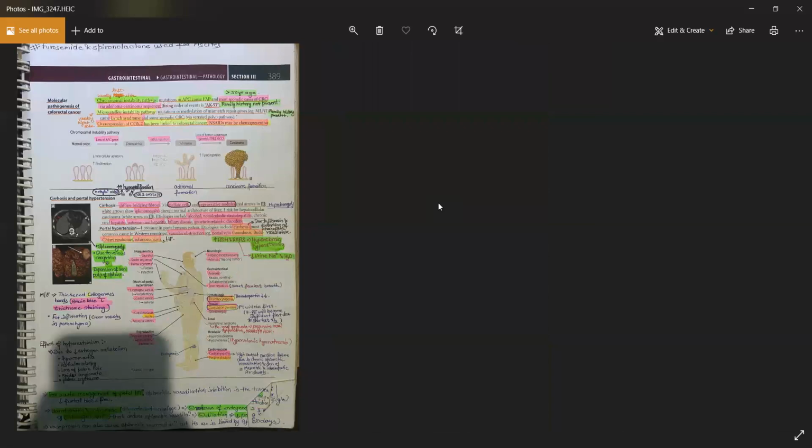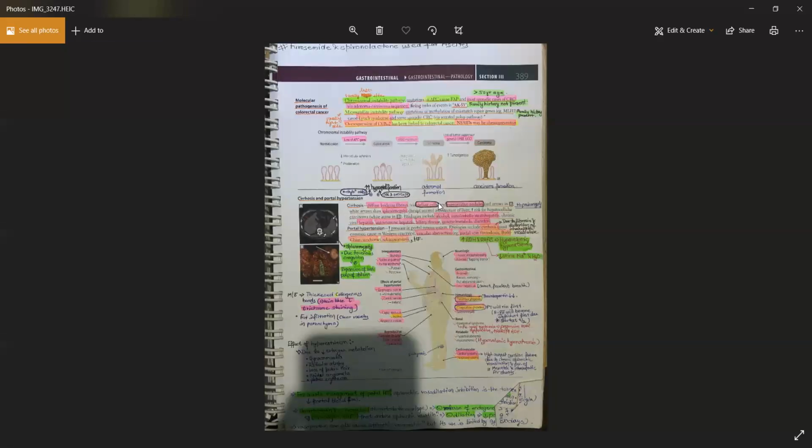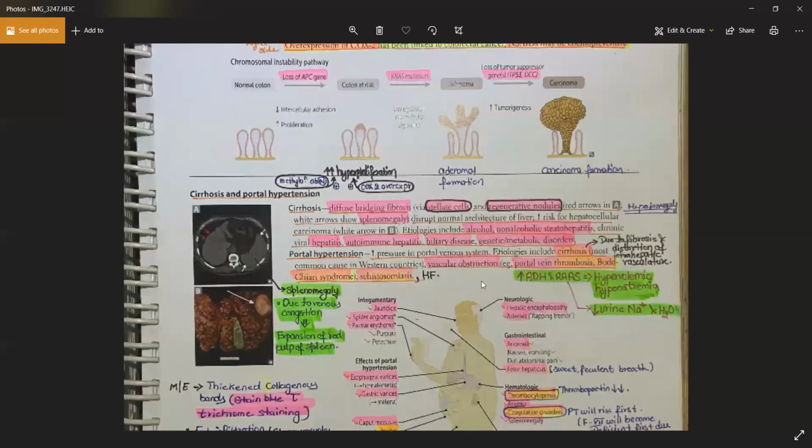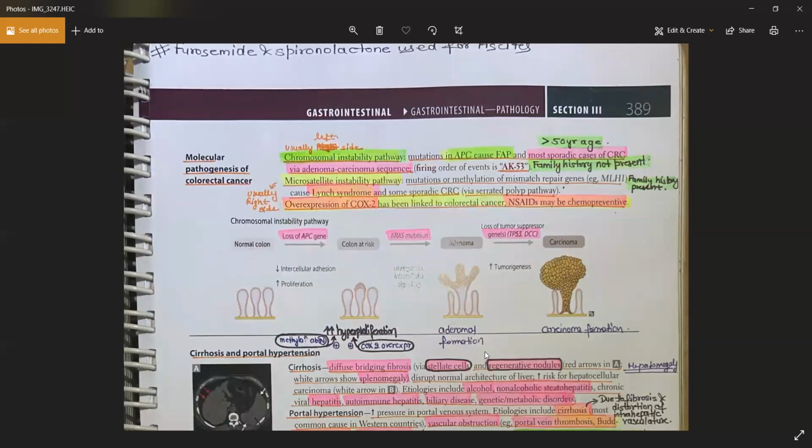Then you need to know about the pathogenesis of colorectal cancer. You need to know about the chromosomal instability pathway. First thing will be the mutation in the APC gene. Because of the APC gene, you can have multiple polyps in the colon, multiple small size polyps within the colon. After the APC mutation, you will have the KRAS mutation, and this KRAS is basically a proto-oncogene.